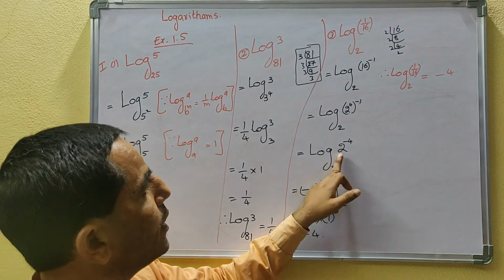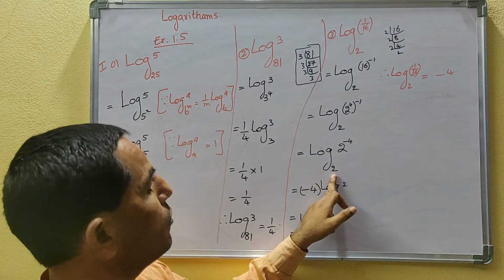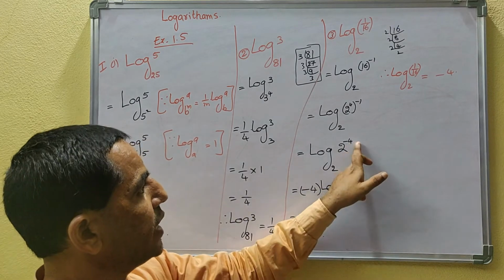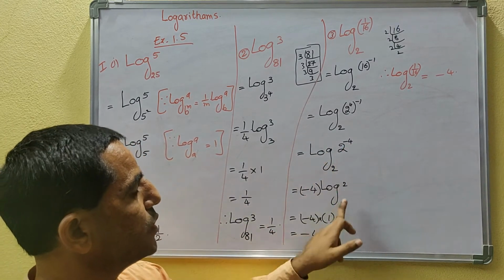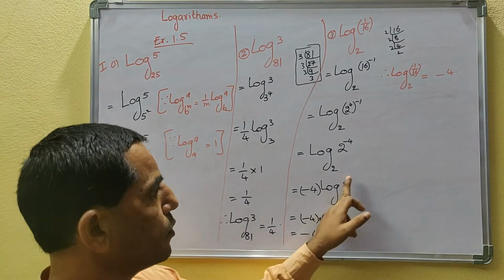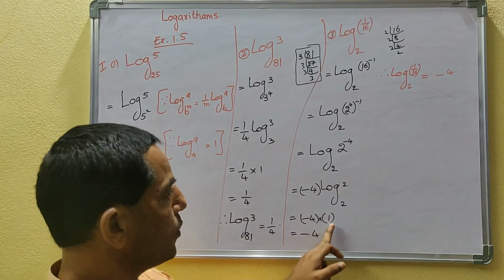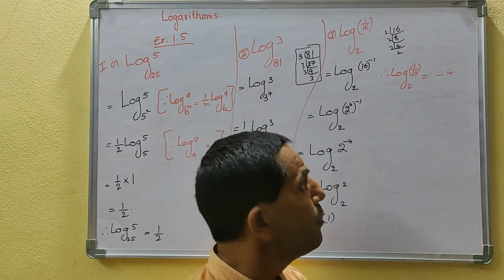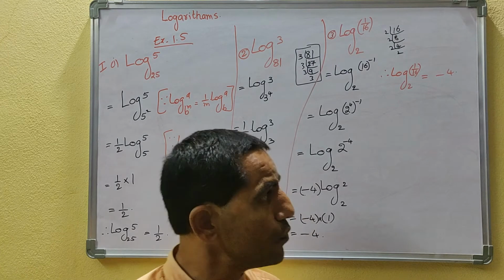So log a to the power of m base b is equal to, we have one formula, m into log a base b. So minus 4 into log 2 base 2. Log a base a has value 1, so log 2 base 2 is equal to 1. Minus 4 into 1 is equal to minus 4. Therefore log 1 by 16 base 2 is equal to minus 4, answer.